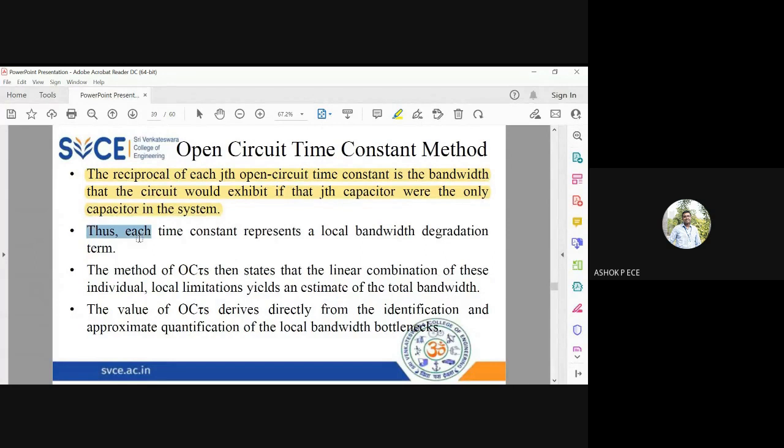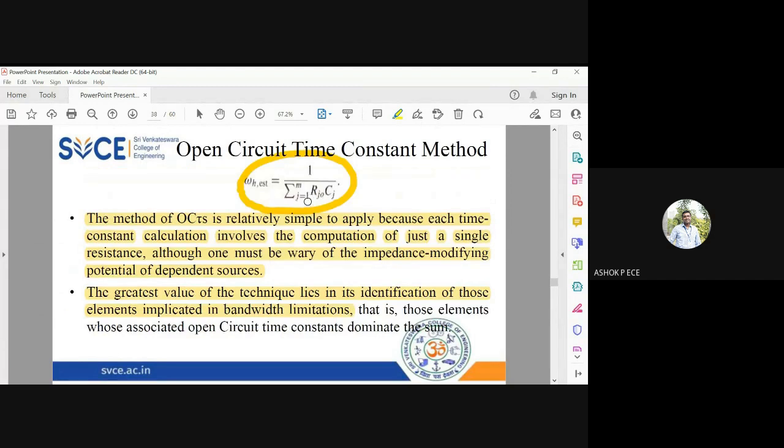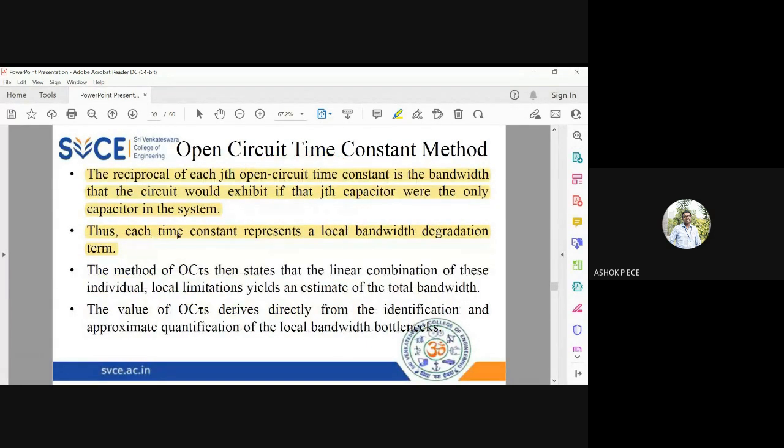Each time constant represents a local bandwidth degeneration. When you add the time constants, the bandwidth will decrease because the denominator keeps on increasing, right? So that's what they say. Every time constant you include is going to add up and reduce the bandwidth value. So this method says that if you add these individual time constants linearly, you will get the total bandwidth. So add all the time constants, take the reciprocal, and you will get the total bandwidth of your system.